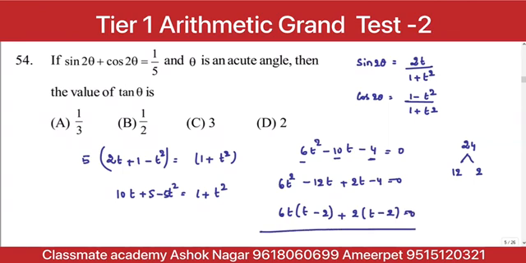Negative tan theta you cannot accept. Tan theta is equal to 2, you can accept it. Why is negative not accepted? Because theta is an acute angle. For an acute angle, tan theta is positive.